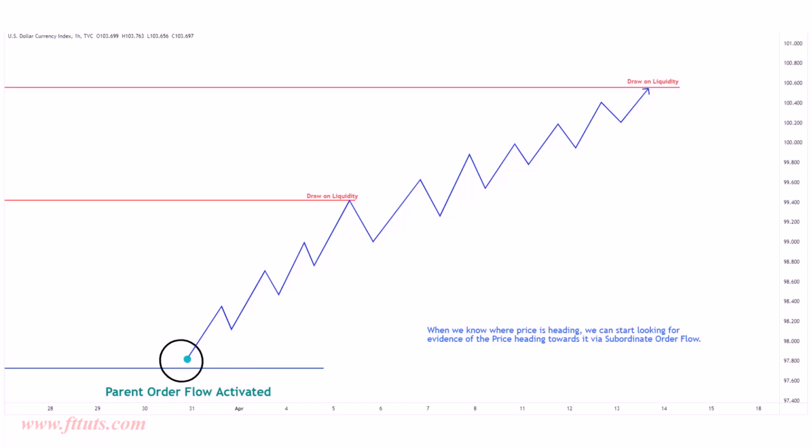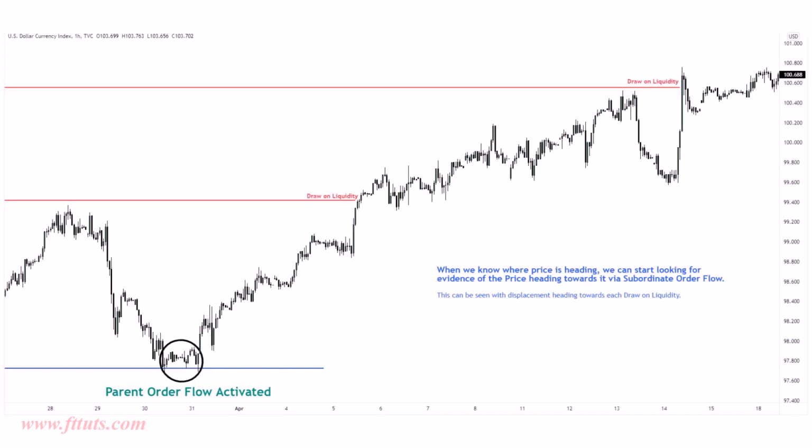So what does this look like? We could see displacement heading towards each draw on liquidity. So you have a draw on liquidity here and a draw on liquidity here. Check out how price is aggressive whilst heading towards it. You have impulse here, impulse here, impulse here, and impulse here. Each of these legs have imbalances, hence the displacement.